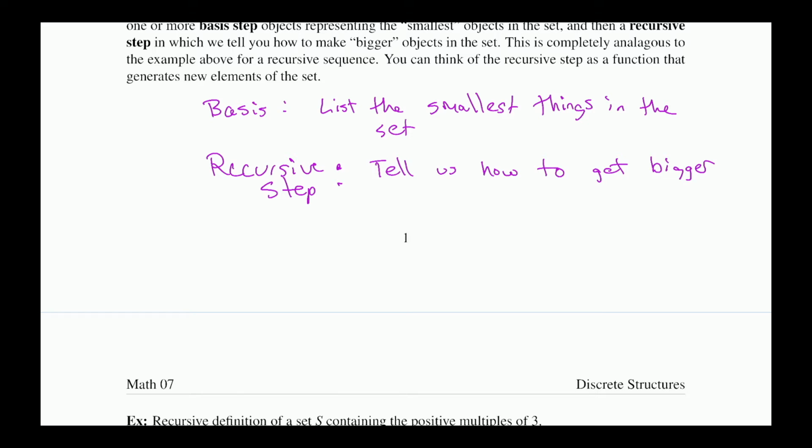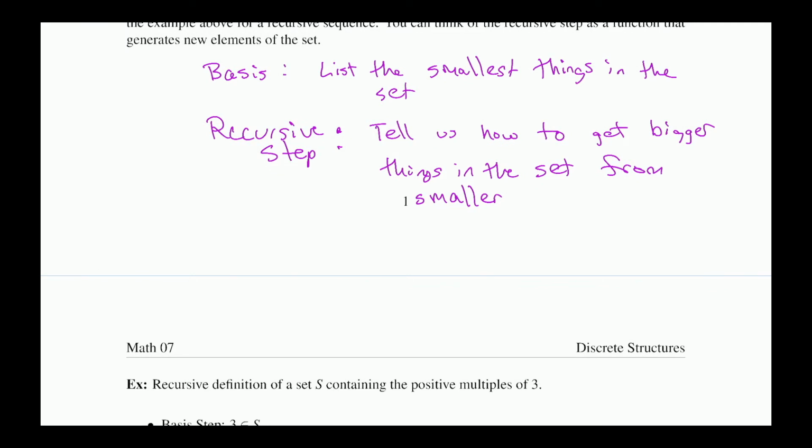Not necessarily bigger in terms of numbers, right? But just more complicated things. Bigger things in the set from smaller things in the set. And again, bigger and smaller don't really have a lot of meaning here. I'm just using those words because often that's the case. Okay. And so that idea is going to tell us how to come up with recursive definitions of things.